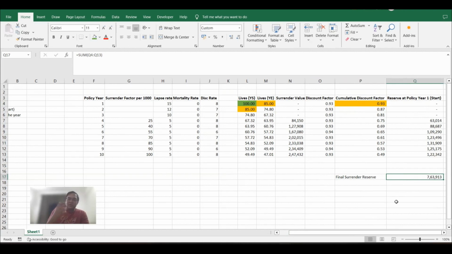Now, one extra bonus information. Do you know that this calculation that is happening is not created by the insurance industry or the insurance regulator?